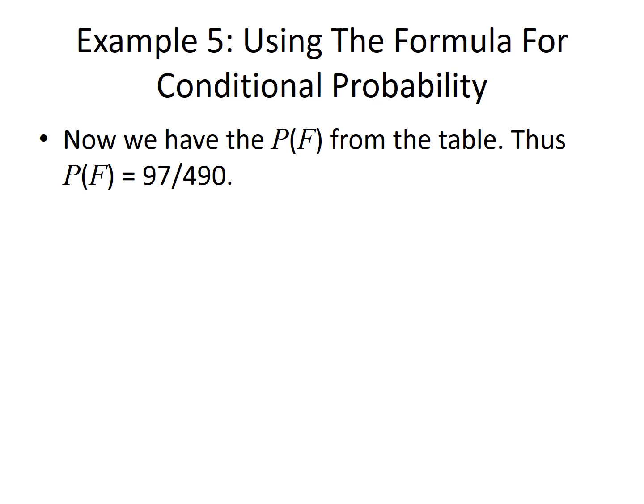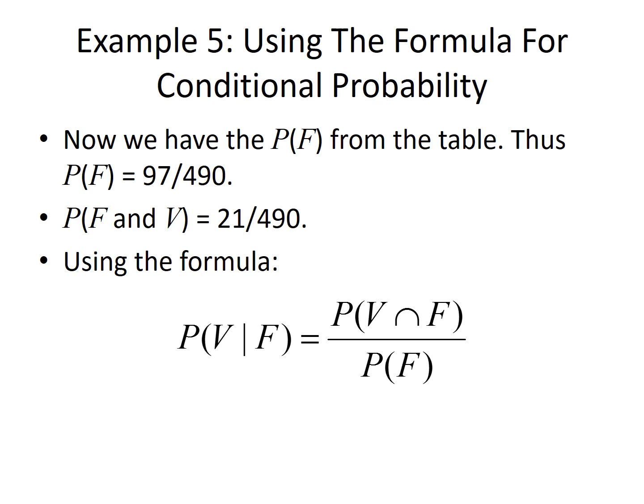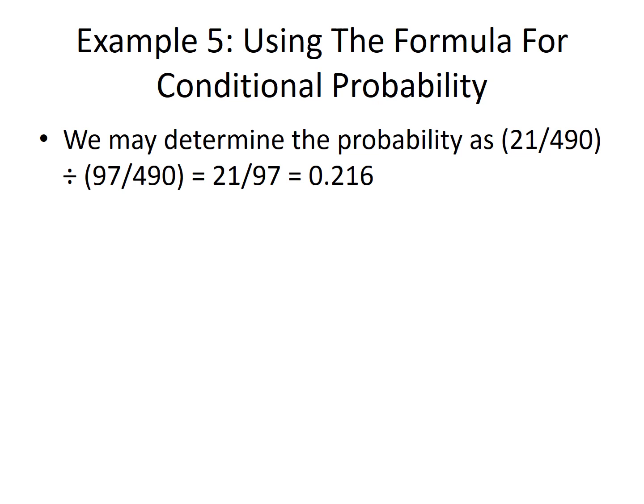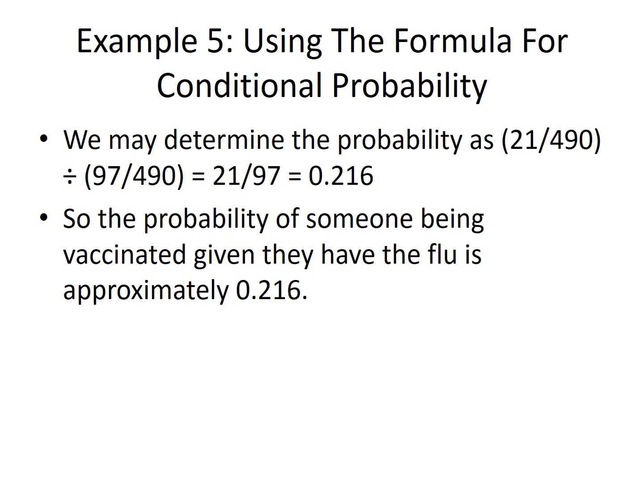Now we have P(F) from the table, and P(F) is 97 over 490. The probability of F and V, again, is 21 over 490. Using this formula, because this is the formula that we're going to use to compute the conditional probability, we plug in our ratios, 21 over 490 divided by the ratio 97 over 490, and that comes out to be 0.216. So the probability of someone being vaccinated, given they have the flu, is approximately 0.216 or 21.6%.